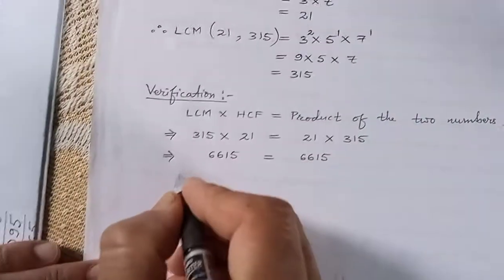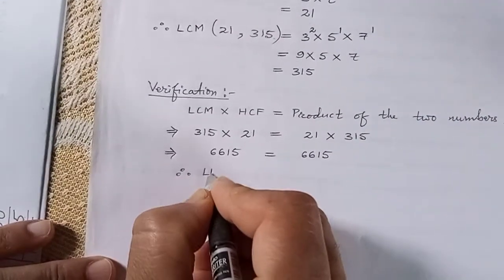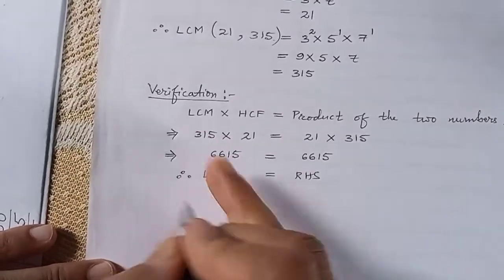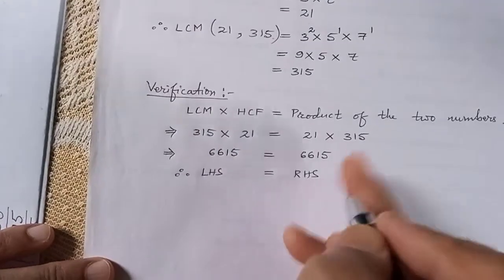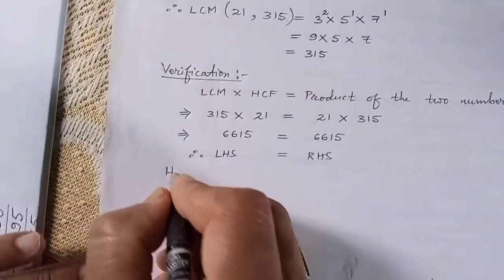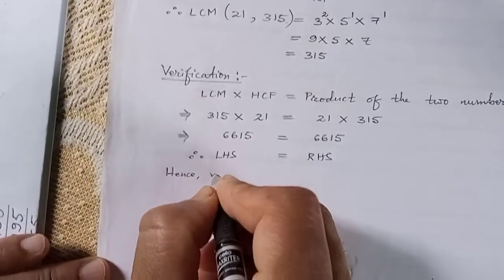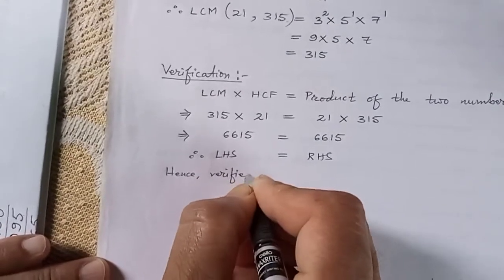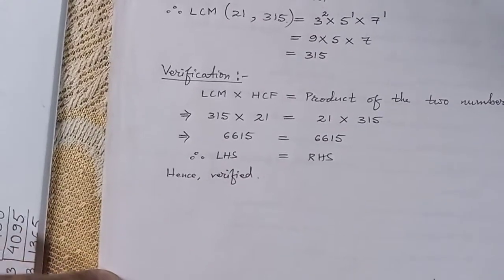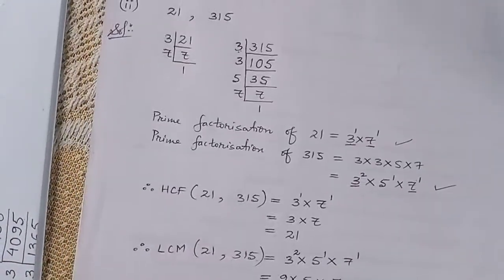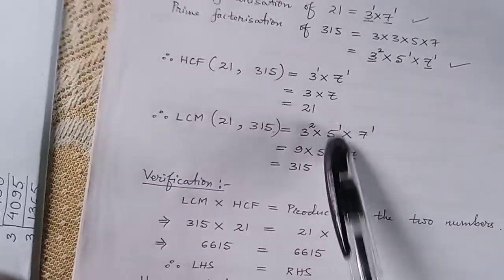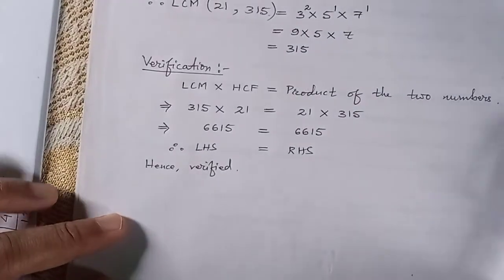So we have proved that the left hand side is equal to the right hand side. Left hand side means the product of LCM and HCF, and right hand side means the product of the numbers. And yes, they are the same, they are equal. So we have verified. This completes your answer for question number 5-2. Given the numbers here, we have done the prime factorization, we have found the LCM, and we have done the verification. Thank you.